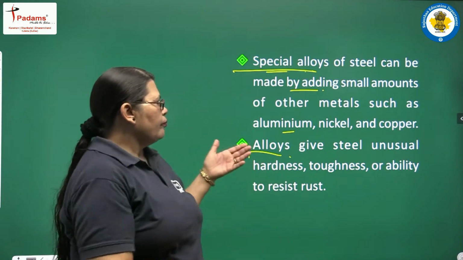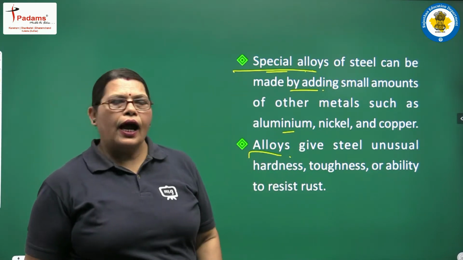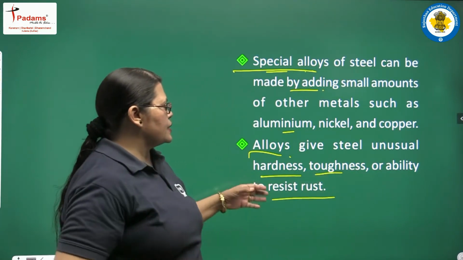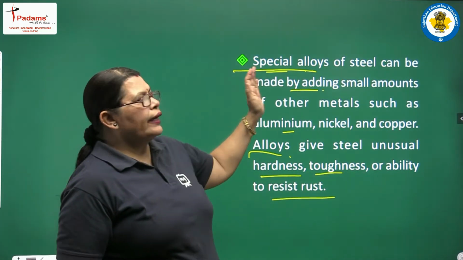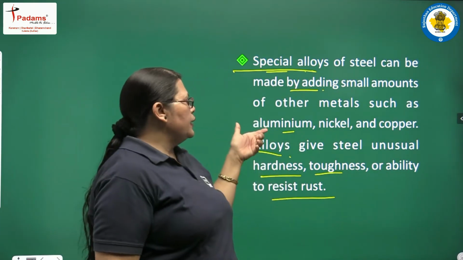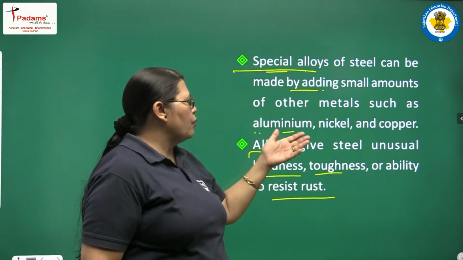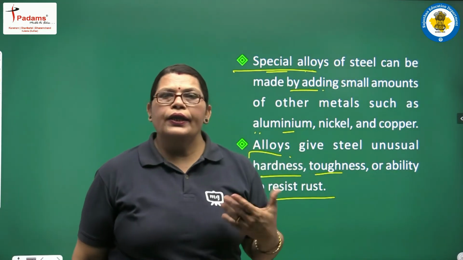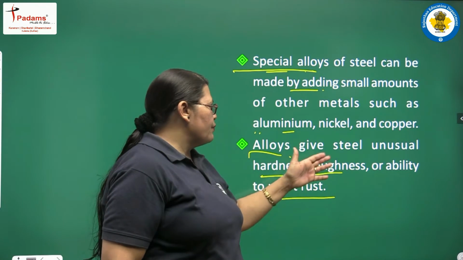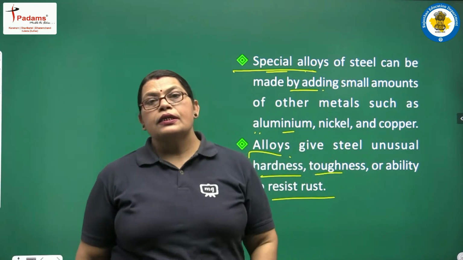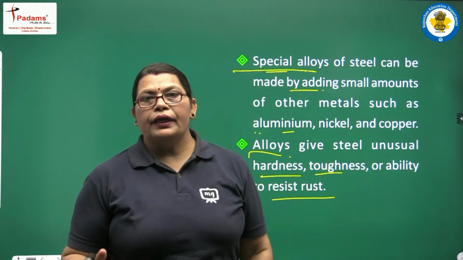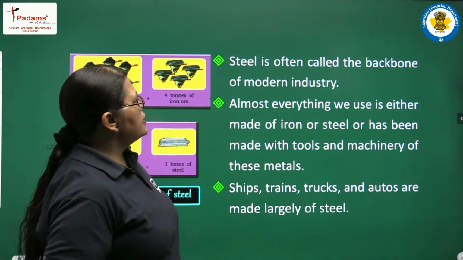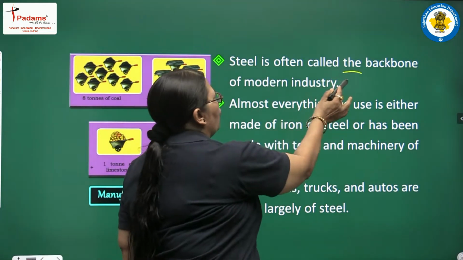See, alloys give steel unusual hardness, toughness or the ability to resist rust. So, by adding small amounts of these metals, maybe aluminium, nickel or copper, the steel gains unusual hardness, toughness or the ability to resist rust, and that is the main purpose of adding these alloys. See here, steel is often called the backbone of modern industries.